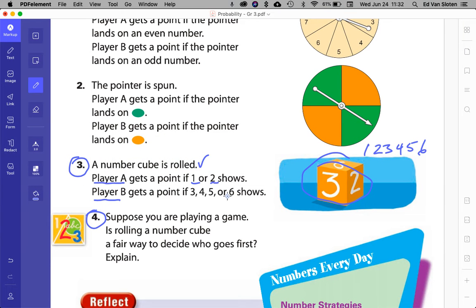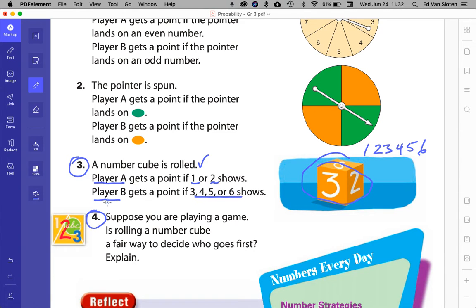Ugh, where's the question? A number cube is rolled. Player A gets a point if 1 or 2 shows. Player B gets a point if 3, 4, 5, or 6 shows. There's no question. That's hilarious. Okay. I've looked at it. Am I missing something? I don't think so.